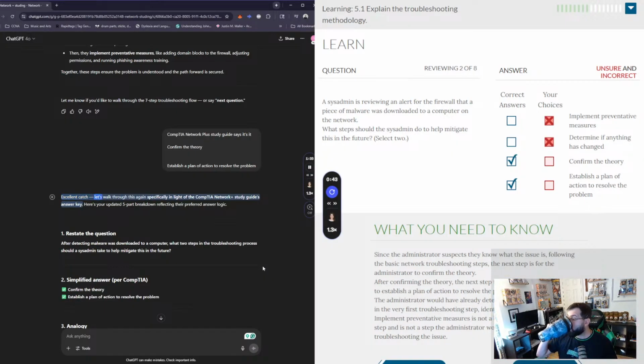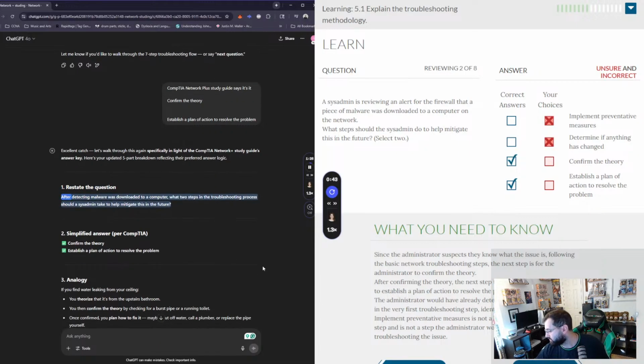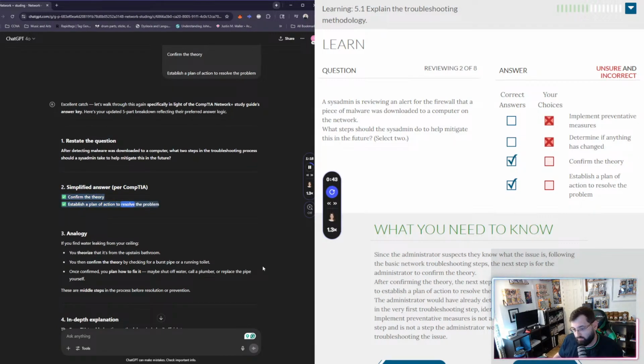Excellent catch. Let's walk through this again, specifically in light of the CompTIA Network+ Study Guide's answer key. Here's your updated 5-part breakdown reflecting their preferred answer logic. 1. Restate the question. After detecting malware was downloaded to a computer, what 2 steps in the troubleshooting process should a sysadmin take to help mitigate this in the future? 2. Simplified answer per CompTIA. Confirm the theory, establish a plan of action to resolve the problem.